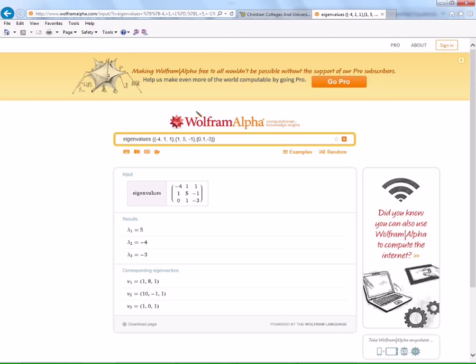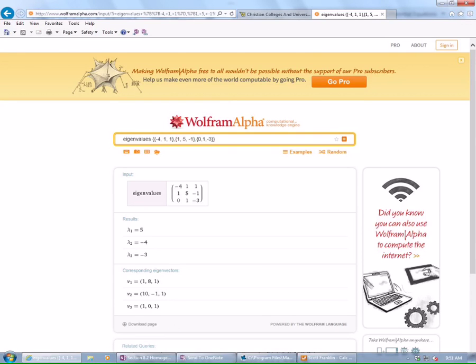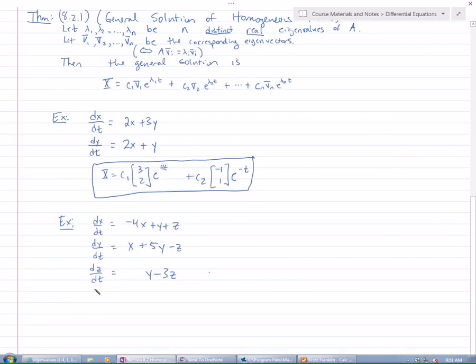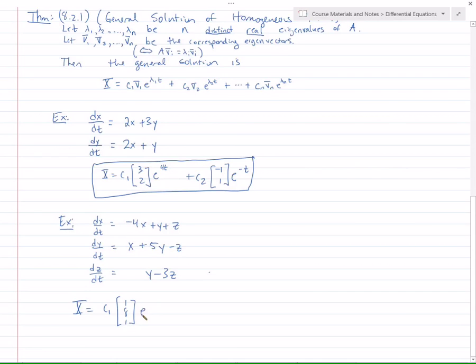The eigenvalues are 5, negative 4, negative 3, with eigenvectors (1, 8, 1), (10, negative 1, 1), and (1, 0, 1). Beautiful. So, final answer, x is C1 (1, 8, 1) e to the 5t, plus C2 (10, negative 1, 1) e to the negative 4t, plus C3 (1, 0, 1) e to the negative 3t.